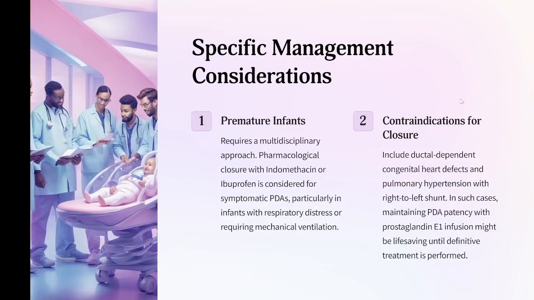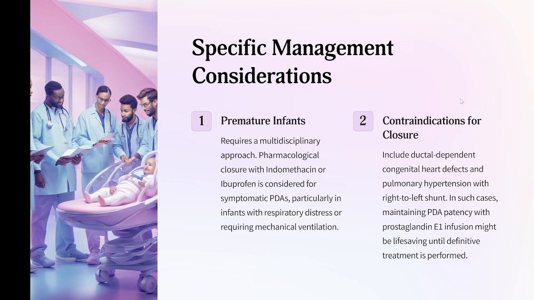Surgical ligation, indicated when transcatheter occlusion is not feasible or in the presence of complex anatomy. Specific management considerations. Premature infants require a multidisciplinary approach. Pharmacological closure with indomethacin or ibuprofen is considered for symptomatic PDAs, particularly in infants with respiratory distress or requiring mechanical ventilation.